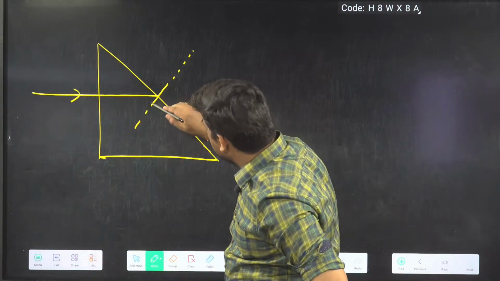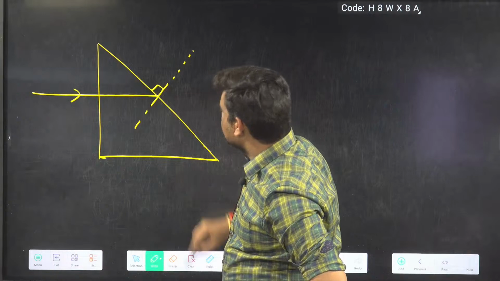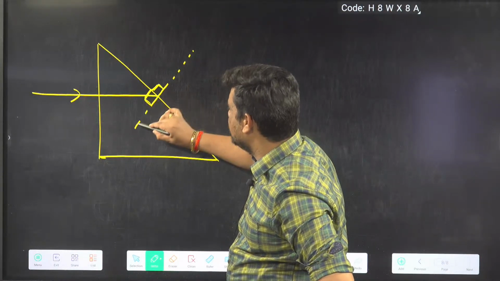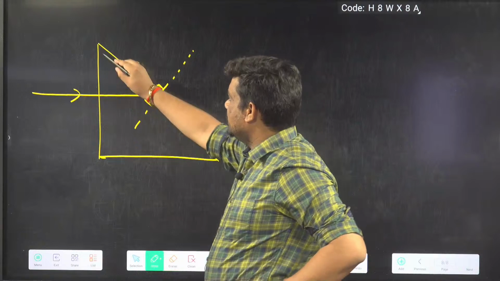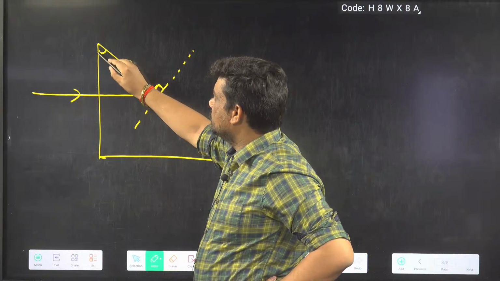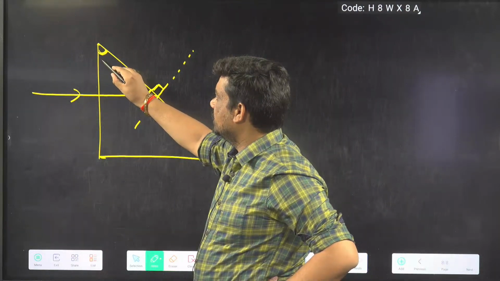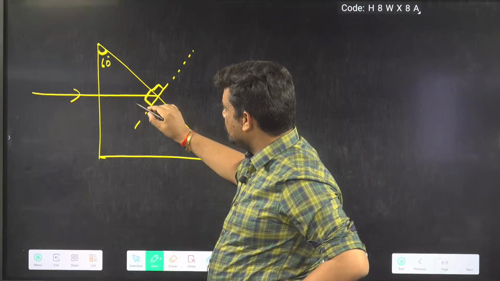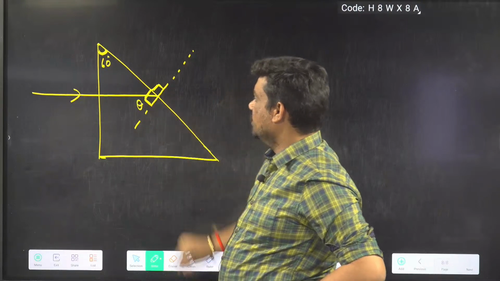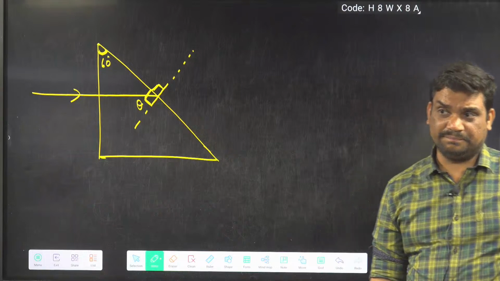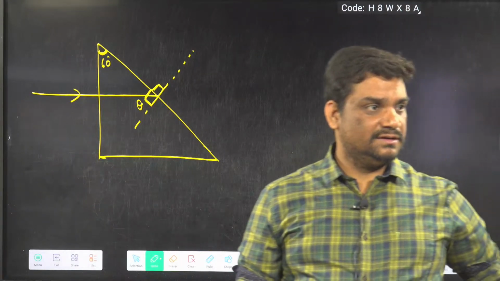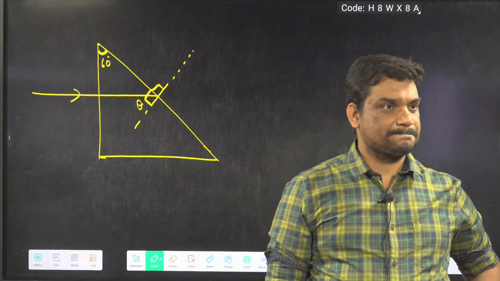So we can say this is 90, then this will also be 90. Total angle here will be 90. And in this one, this angle is given to us, I can take 60 degree, and then they are asking for this angle theta. What is the angle theta here? This one you have to find.